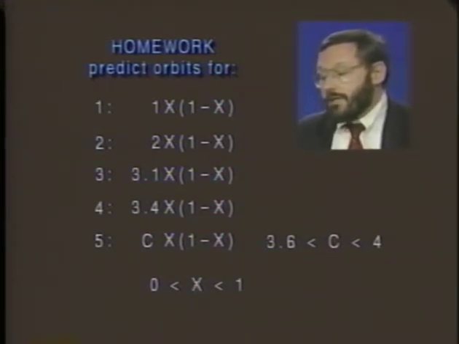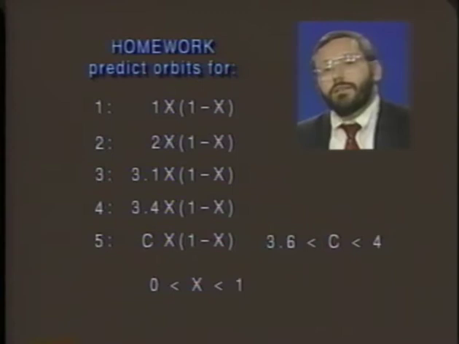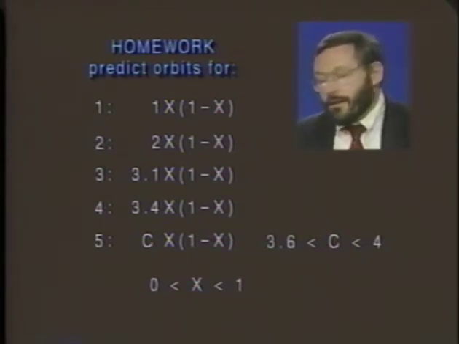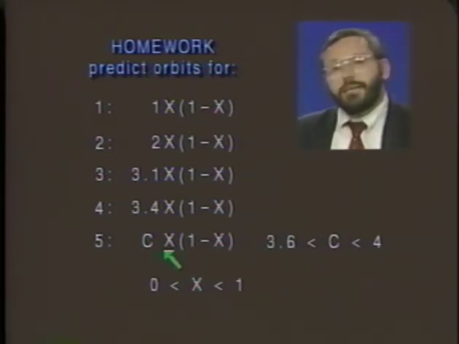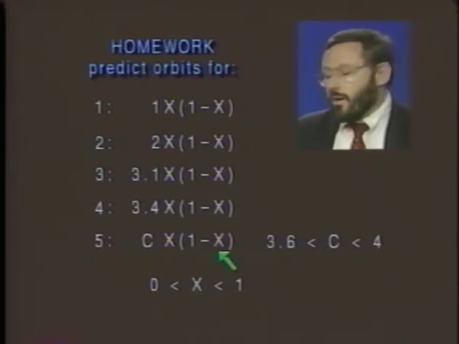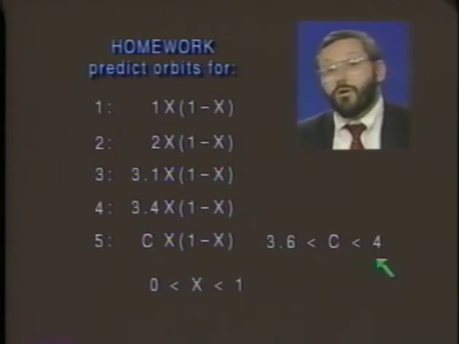This is actually the beginning of what's known as the period doubling route to chaos, another of the very important discoveries in dynamics in the recent decade. Last problem is for you to iterate a constant times x times 1 minus x, where the constant is in the range 3.6 to 4.